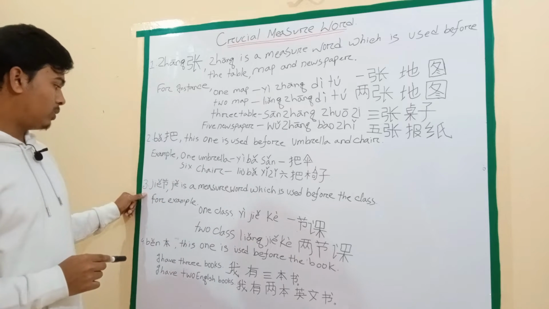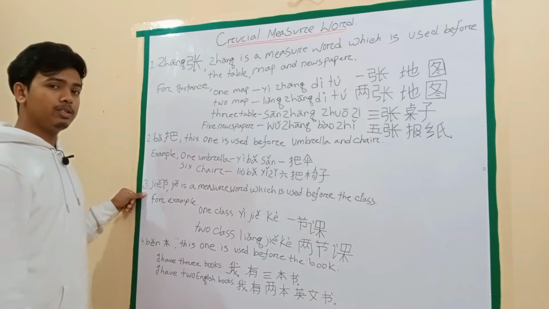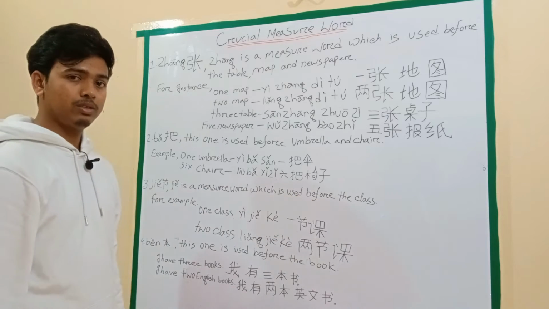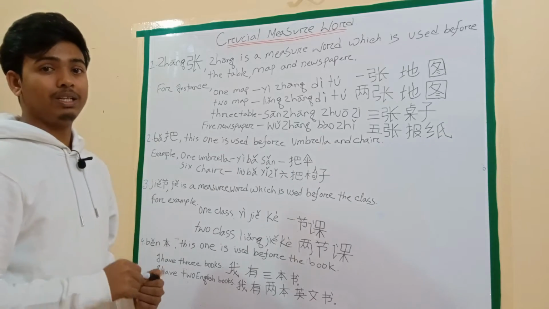Here is another measure word which is called Jie. Jie is a measure word which is used for class. Suppose one class, 一节课, two classes, 两节课.